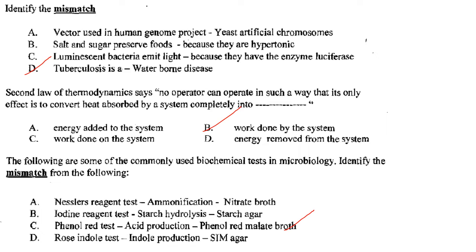Then which of the following are some of the commonly used biochemical tests in microbiology? Identify the mismatch. So here it is phenol red acid production, phenol red malate broth. So that is the mismatch. So phenol red test is fermentation of carbohydrates, and carbohydrate source is phenol red malate broth. So the answer which is mismatch is option.